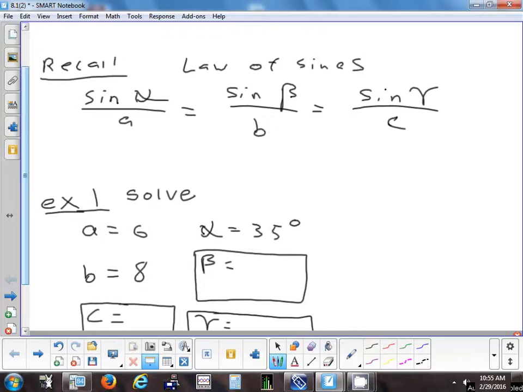Okay, just as a reminder, in case you don't remember the law of sines, it's sine of alpha over A equals sine beta over B, and then equals sine gamma over C.